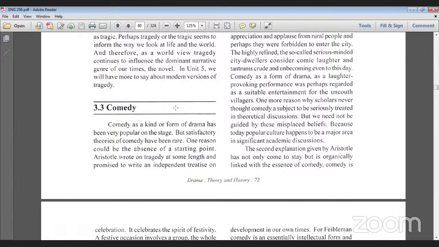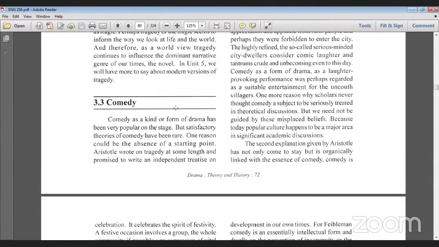What is a comedy, and why is that sense created? It is the second explanation given by Aristotle, which has not only come to stay, but is inorganically linked with the essence of comedy.